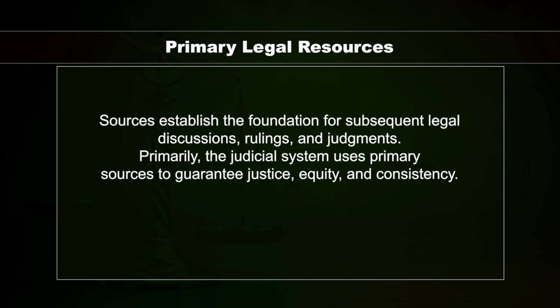Primary sources are the cornerstone upon which our entire legal system is built, because they provide the earliest and most compelling evidence for the laws, regulations and tenets. These sources are the principal authorities. They establish the foundation for subsequent legal discussions, rulings and judgments. Primarily, the judicial system uses primary sources to guarantee justice, equity and consistency.